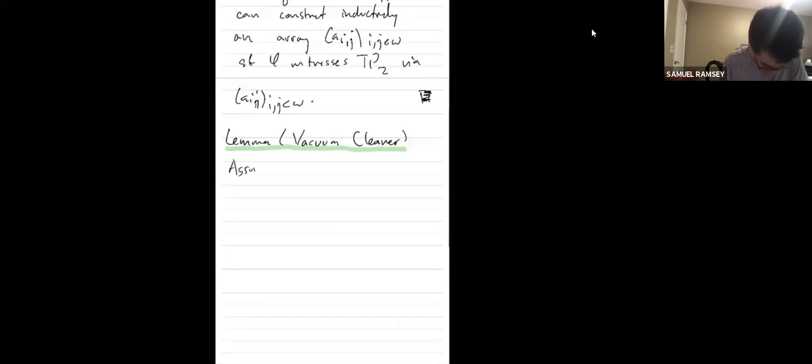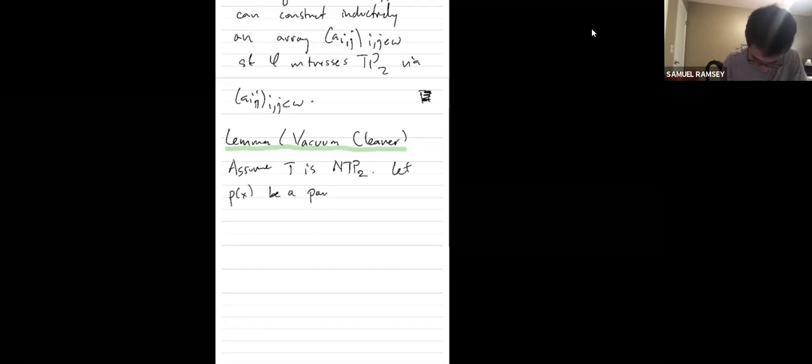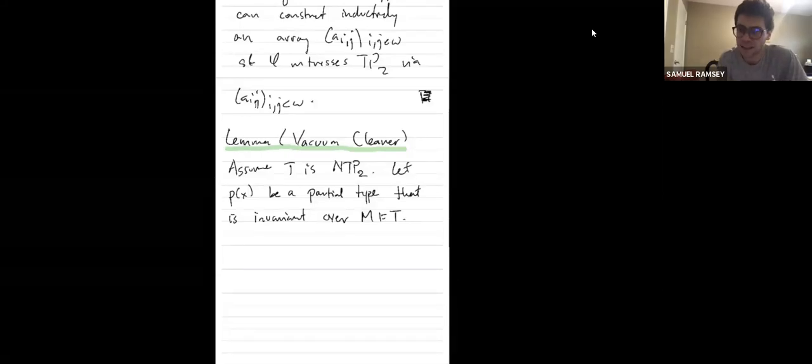So assume T is in TP2, and let P of X be a partial type that is invariant over M, which is a model of T. We haven't actually said yet what it means for a partial type to be invariant, but in fact, the definition that we have makes sense.